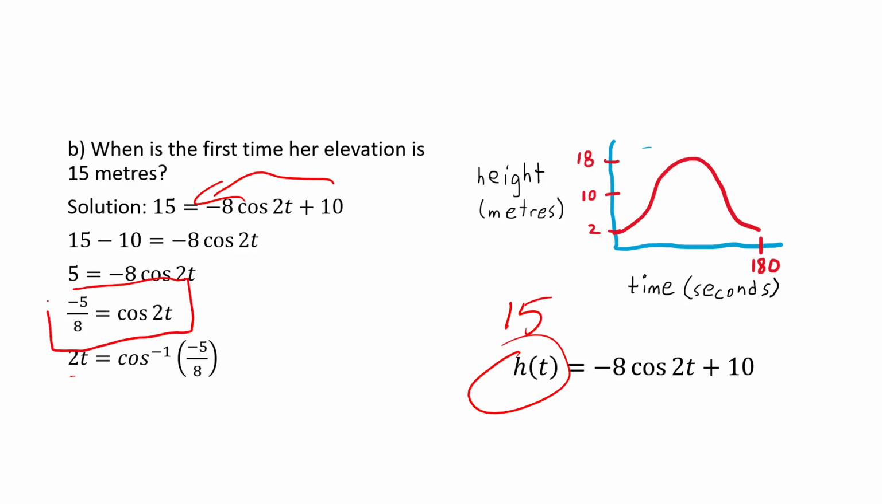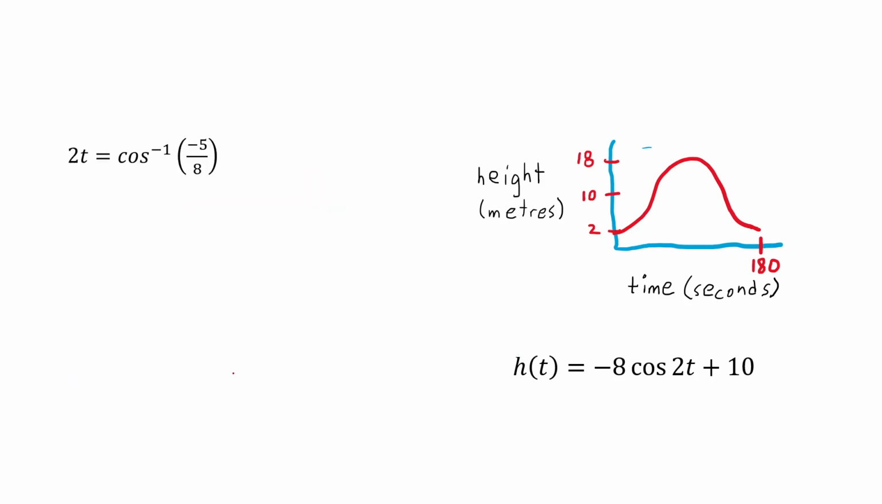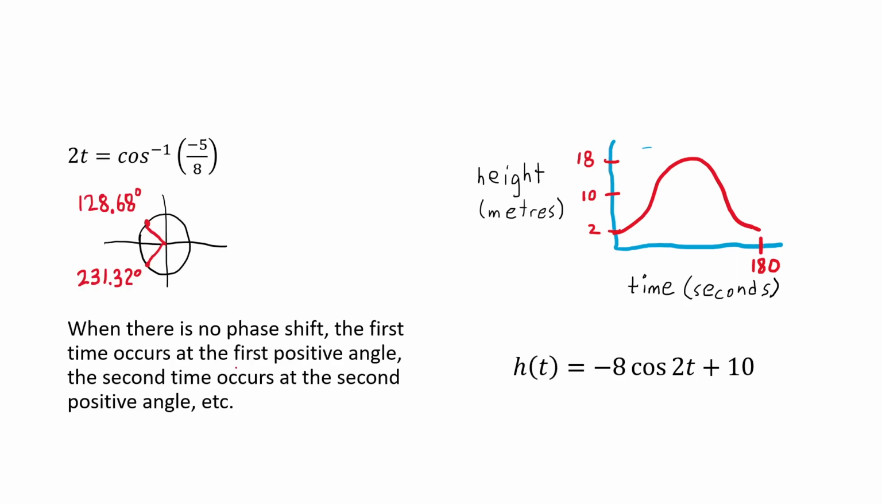When you look at a sentence like this, you have to know what the angle is. The angle is the thing that the trig function is operating on. In this case, the trig function, cos, is operating on 2t. 2t is the angle. So the cos of 2t is -5/8. So when I cos inverse both sides of this, I end up with 2t on one side and the cos inverse of -5/8 on the other side. So what is the cos inverse of -5/8?